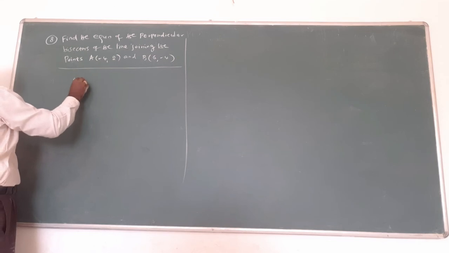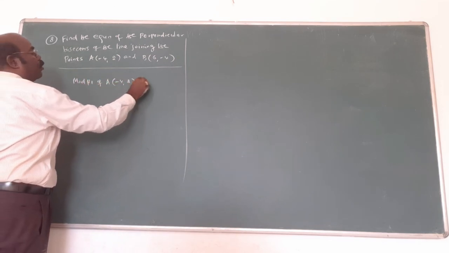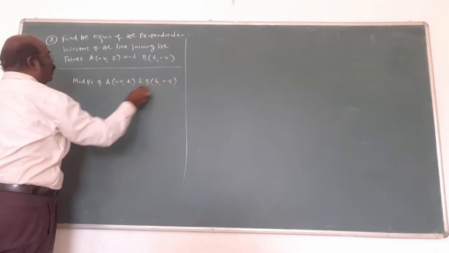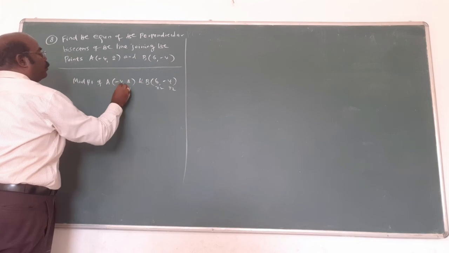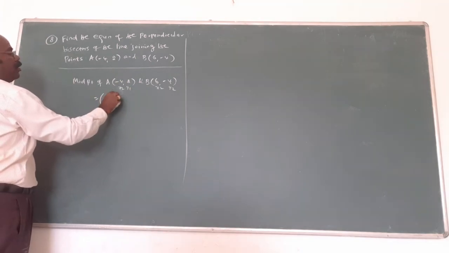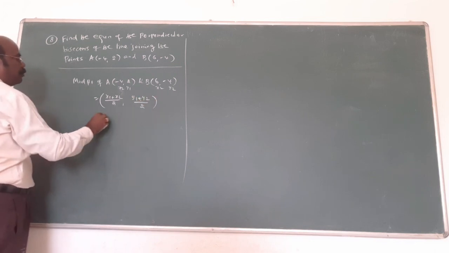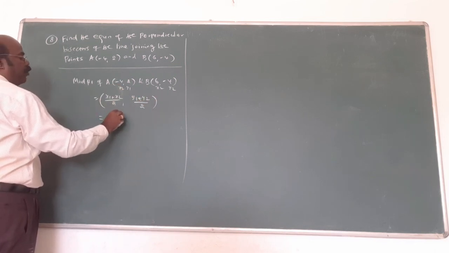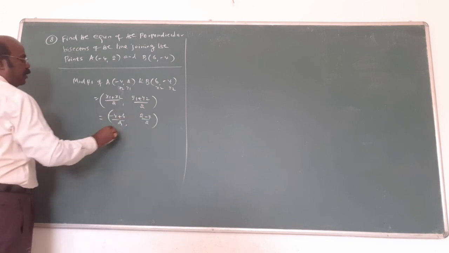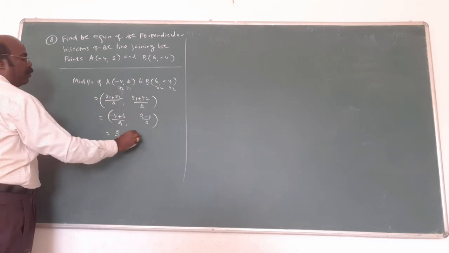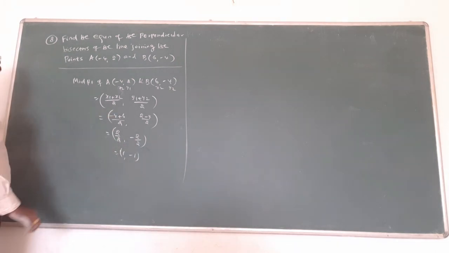Midpoint of A (minus 4, 2) and B (6, minus 4). Let it be x1, y1 and x2, y2. The formula is x1 plus x2 by 2, y1 plus y2 by 2. Minus 4 plus 6 by 2 is 2 by 2, which is 1. Then 2 minus 4 by 2 is minus 2 by 2, which is minus 1. This is the midpoint.